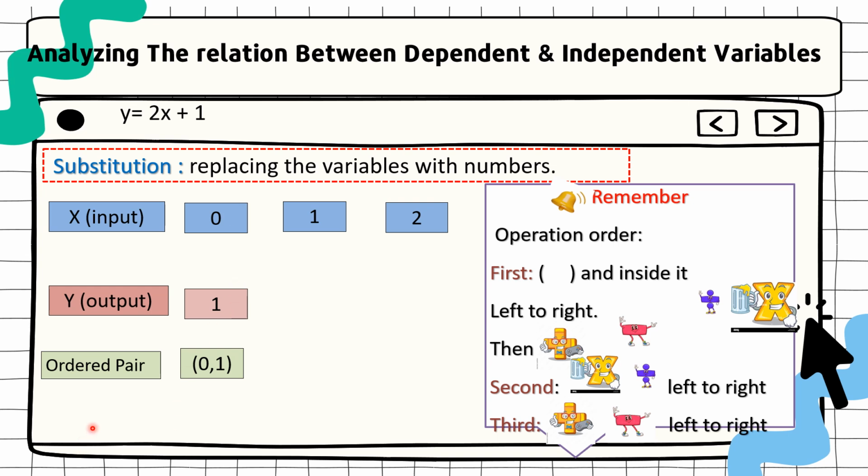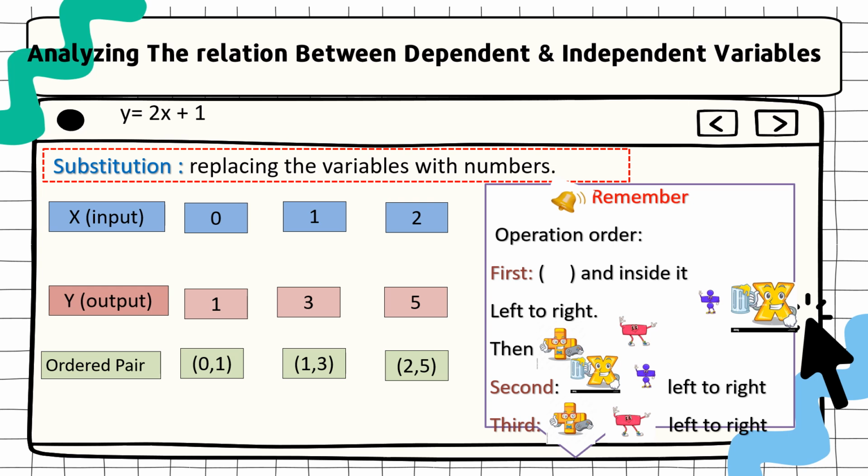Again, when I substitute with the input 1, x equals 1, the output y will be 3. And how do I get 3? I say 2 multiplied by 1 equals 2, plus 1 equals 3. And the ordered pair will be 1 and 3. When I substitute the input with 2, the output y will be 5. And the ordered pair will be 2 and 5.